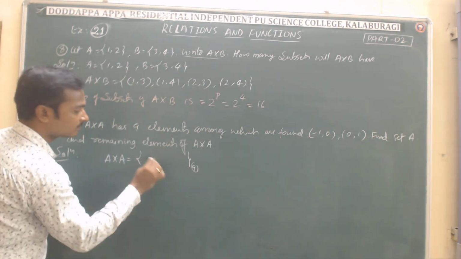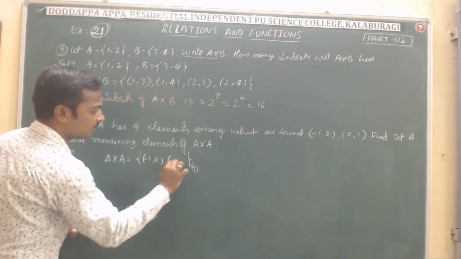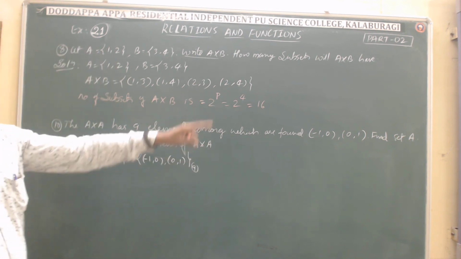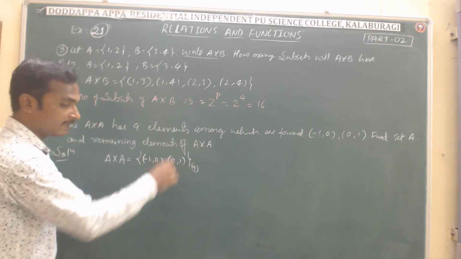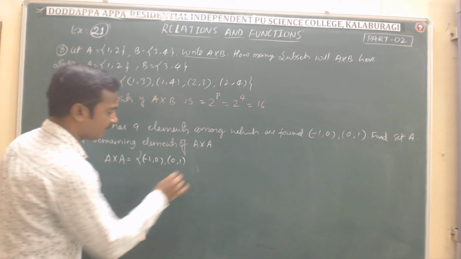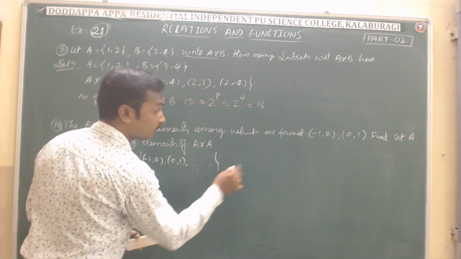See, there are some elements given: minus 1 comma 0 and 0 comma 1. Find the set A. It means there are many elements. I write like this so you can better understand. There are totally 9 elements.